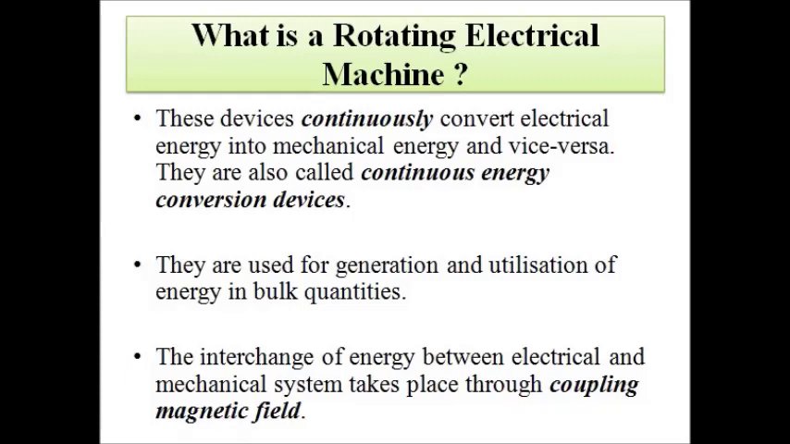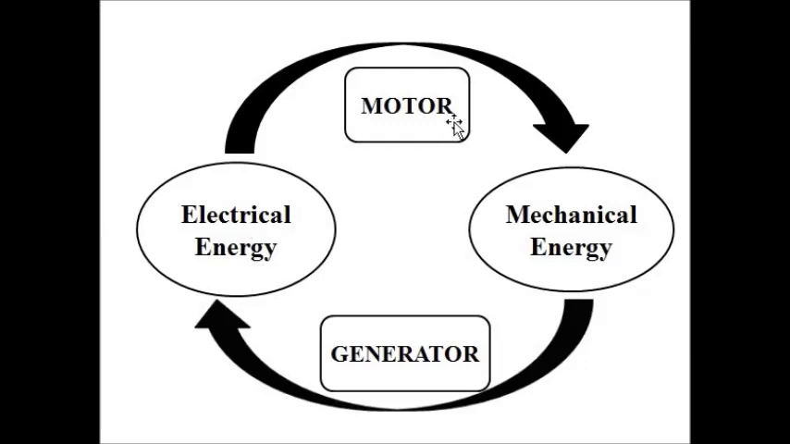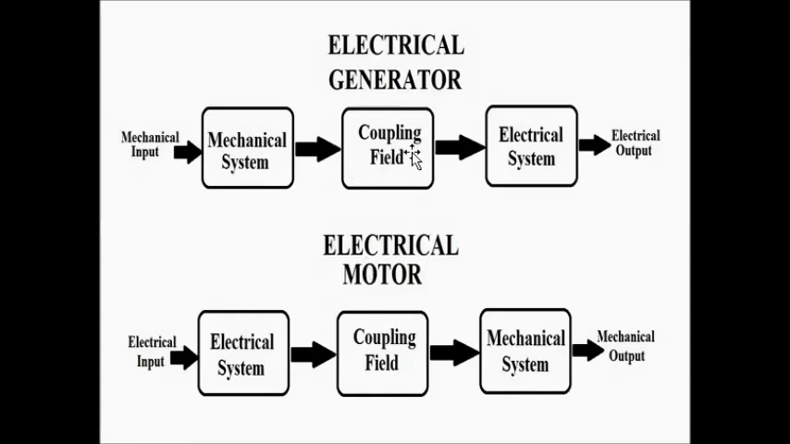The two main devices which come under the rotating electrical machine are the motor and the generator. A motor converts electrical energy into mechanical energy, and a generator converts mechanical energy into electrical energy. Electrical energy here can be voltage or current. The mechanical energy can be force, torque, any mechanical movement. So if voltage or current is converted into mechanical movement, which can be in the form of torque or force, that is the function of a motor. And if that mechanical movement is converted into an electrical parameter, voltage or current, then that is the function of a generator.